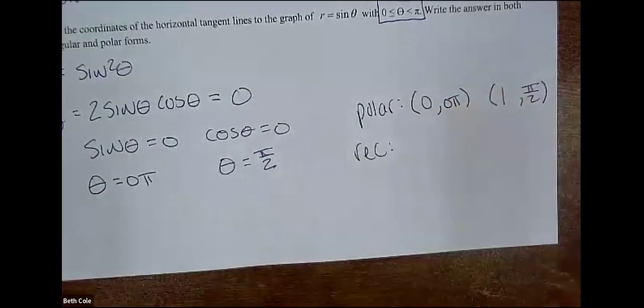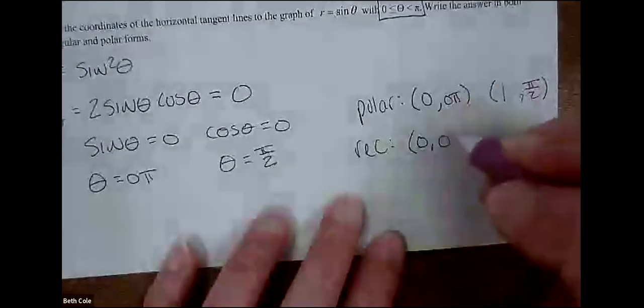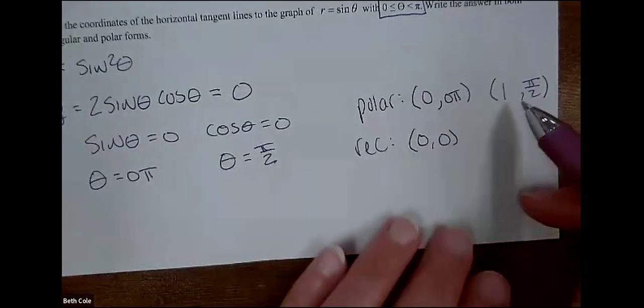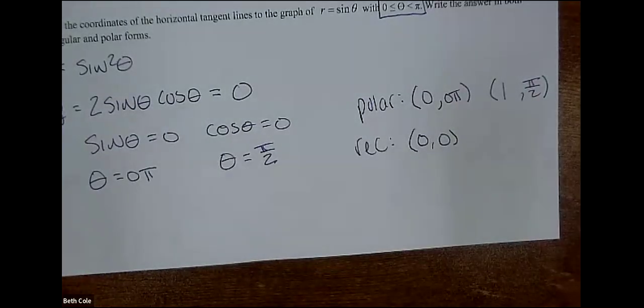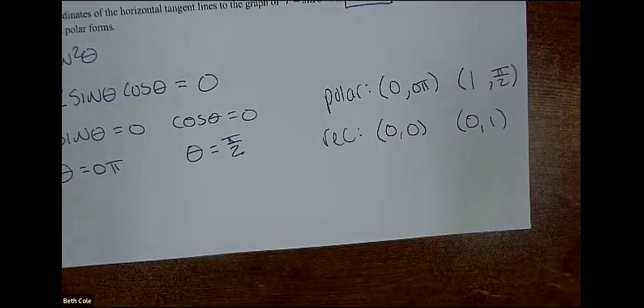And then if you plug in pi over 2, you get 1. And then we're going to do rectangular. In this case, I would just think about where they fall, because these are going to fall on the axes. This point would just be 0, 0. Now let's think about this one. You would go to pi over 2, which is up at the top, and 1 unit away. So in rectangular, that would be 0, 1. It's actually on the unit circle.